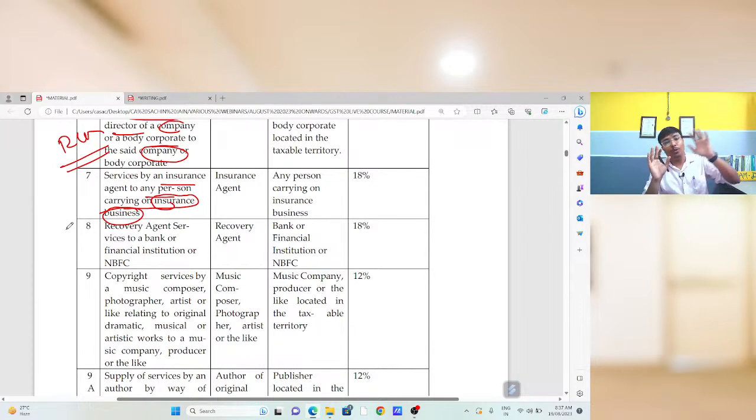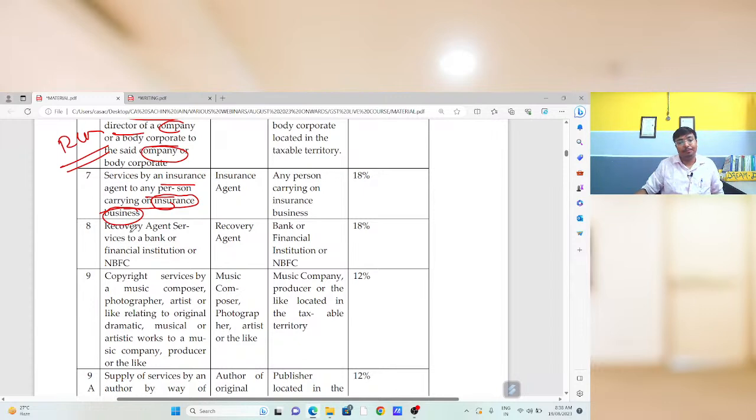Insurance company is going to appoint multiple insurance agents. Whether it is LIC, Max Life Insurance, or HDFC, whatever will be the name, they are going to appoint multiple agents. If that agent is going to supply services to that insurance company, in that case, that agent is not liable to make the payment of taxes. The insurance company who is going to take the services of that insurance agent is liable to make the payment of taxes.